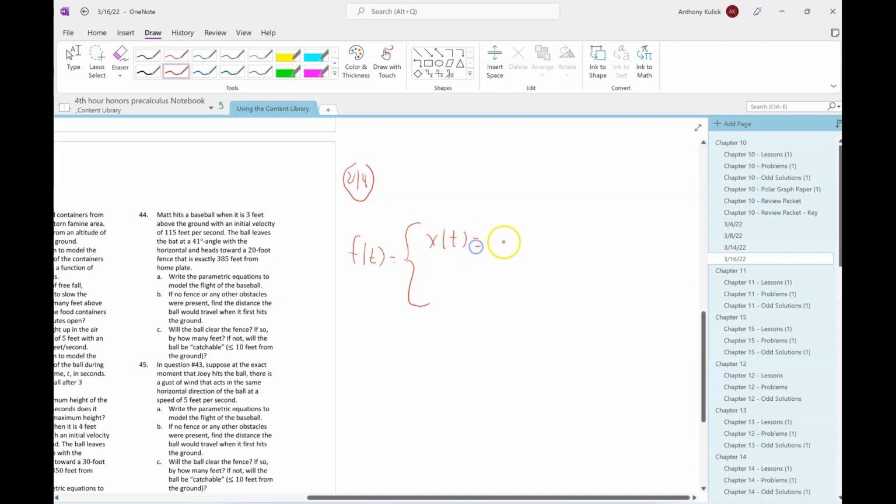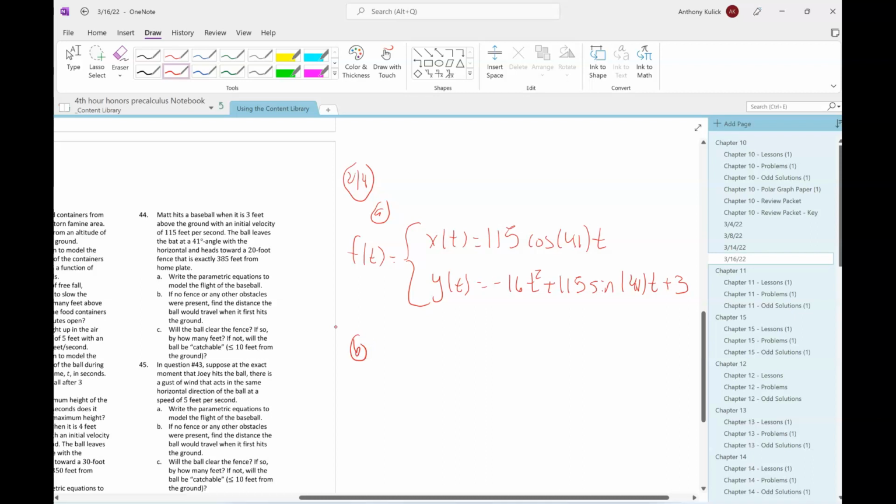So x of t is the initial velocity, cosine theta times t. y of t is negative 16t squared plus initial velocity sine theta times t, and then plus the initial height. That's part A.